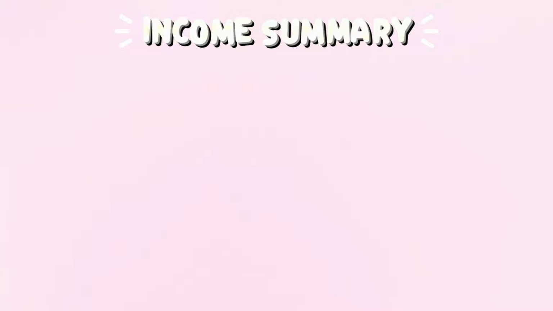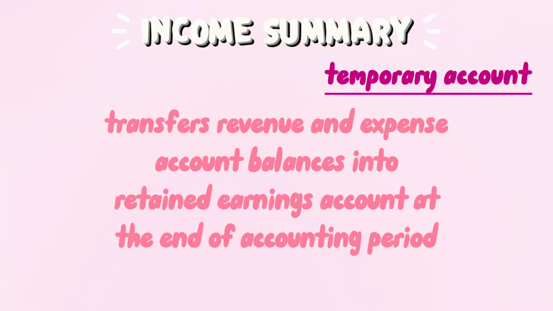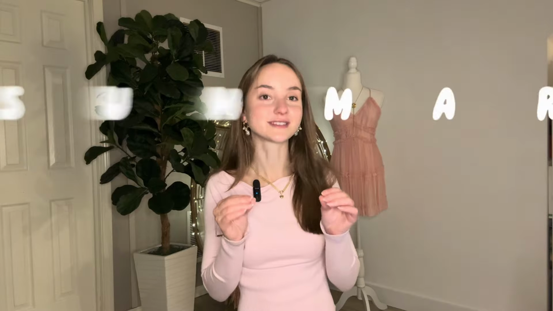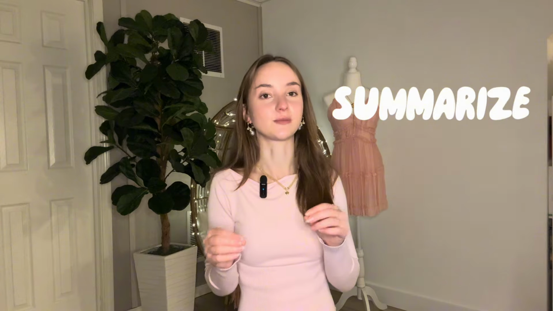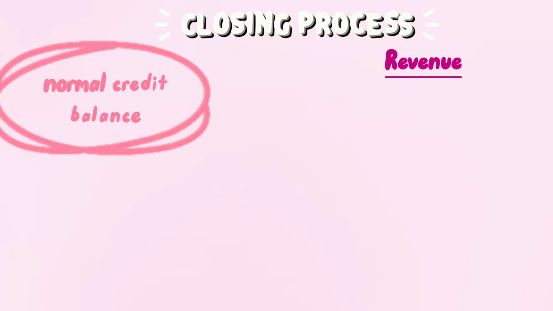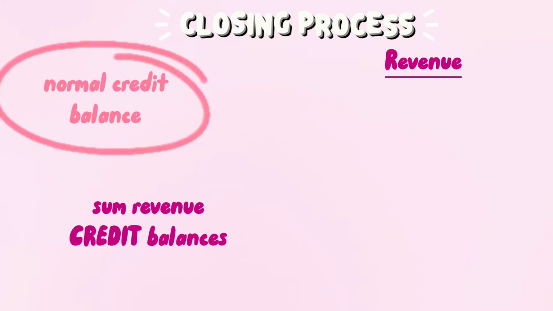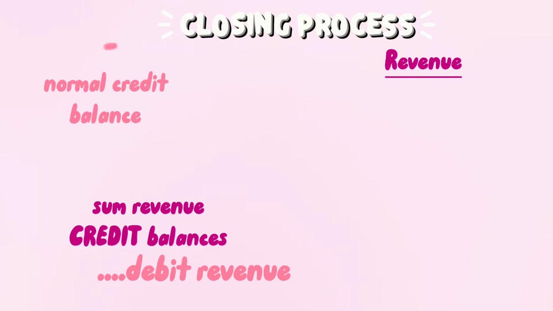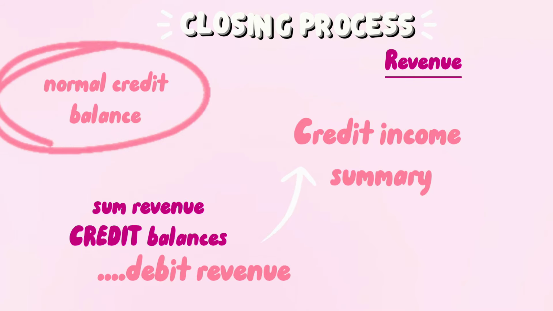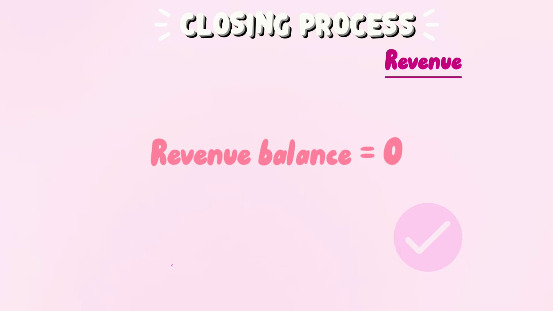Your income summary is a temporary account that transfers your revenue and your expenses into your final retained earnings. It will summarize your income from that accounting period. Start off with your revenue accounts that have a normal credit balance. So to cancel them, I will sum up all the revenue I made that accounting period and debit revenue and credit income summary. Now my revenue accounts are closed.